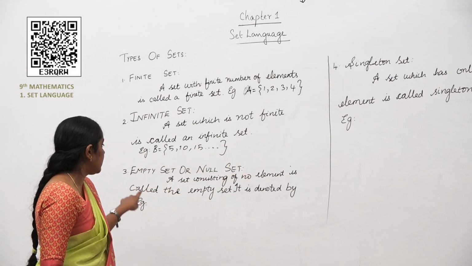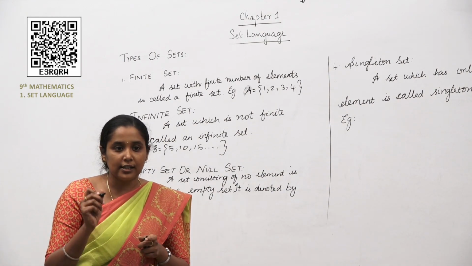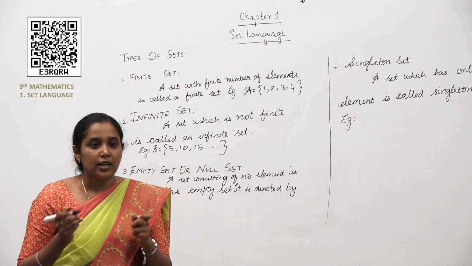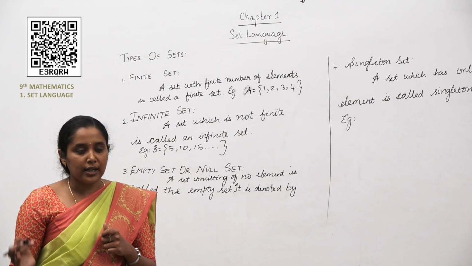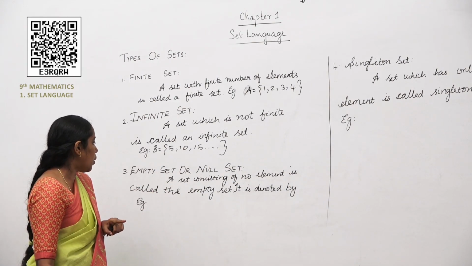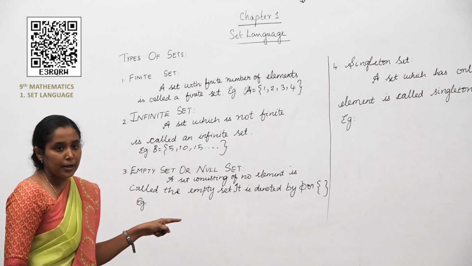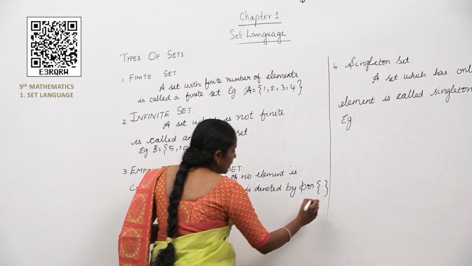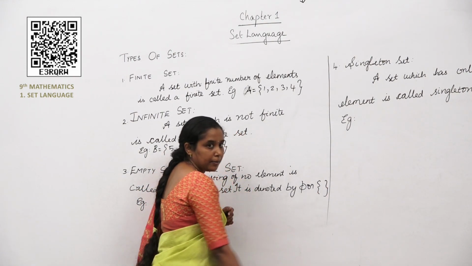The third one is the empty set. The word itself says nothing is there. The empty set is also known as null set or void set. A set consisting of no elements is called the empty set. It is denoted by phi or curly brackets with no elements. No element should be inside the bracket.